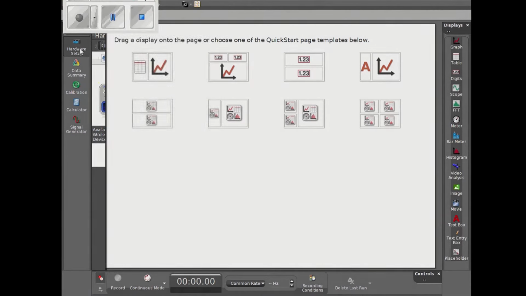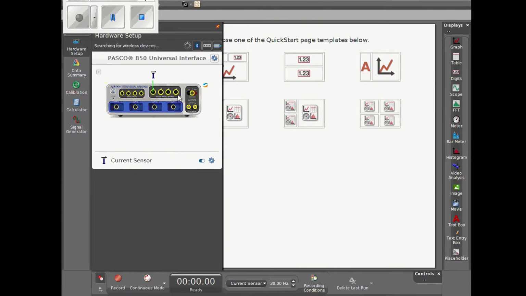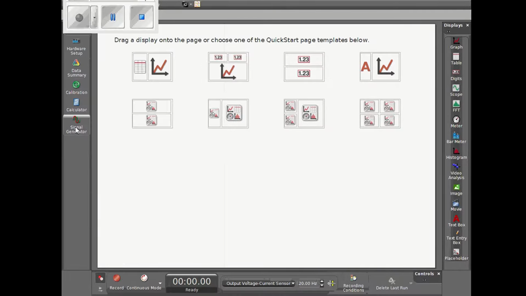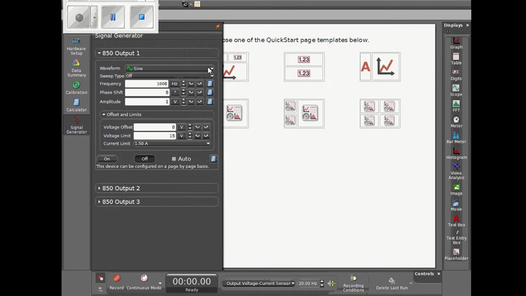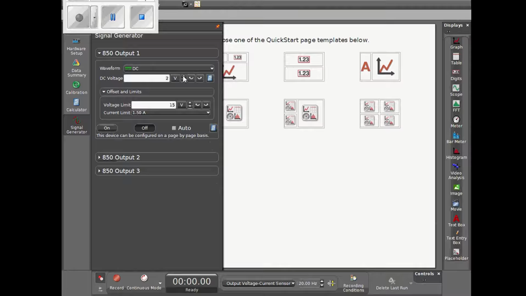We will add a current sensor to channel A, because remember we replaced the galvanometer with a current sensor. And we will add the internal voltage current sensor so that we can measure the voltage difference between points A and B. Now for the signal generator, we want output 1 to be a DC signal of 2 volts voltage difference. And let's set this to auto.